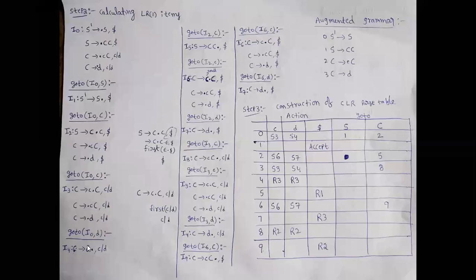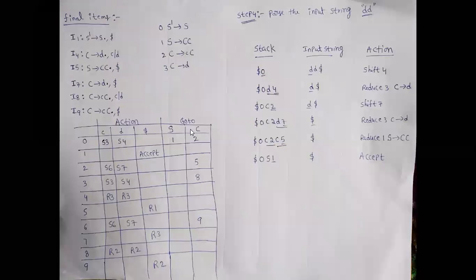So I1, I4, I5, I7, I8, I9. Okay. So that is the final items. So here we are writing the final items: I1, I4, I5, I7, I8, I9. So these are the final items. Then how do we fill the reduce operation on this table?